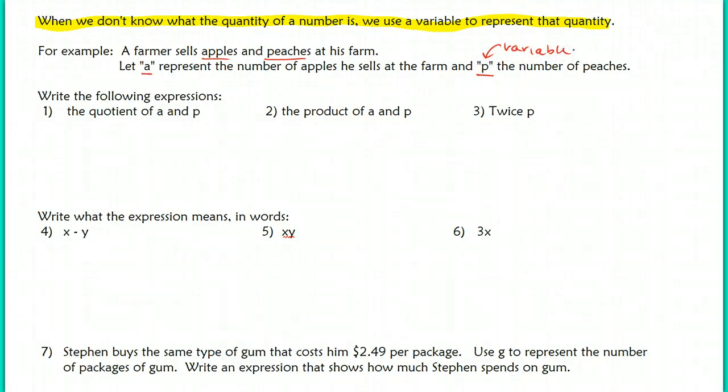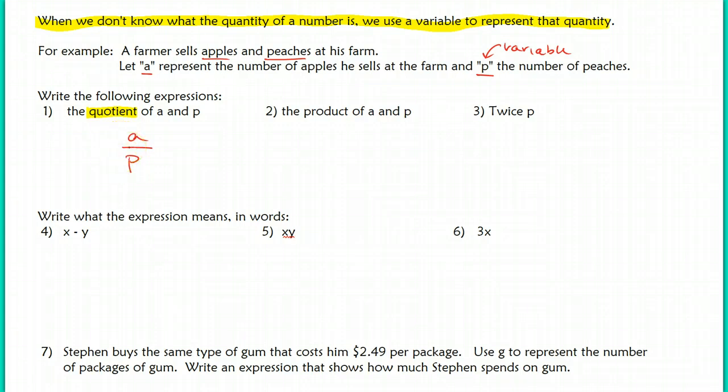So our first question here says to write the following expressions using these variables. So I want to write the quotient of A and P. So this is why I need to know my word wall, because the word quotient appears. So the word quotient means to divide. So I'm going to take A over P. A divided by P. This would be the quotient of A and P. So notice I'm not using numbers anymore. I'm just leaving it as A over P with variables.